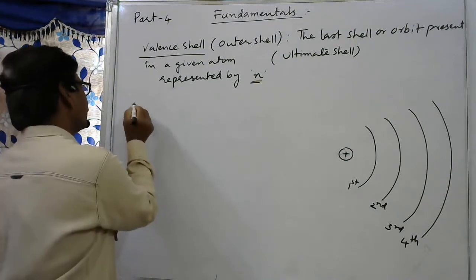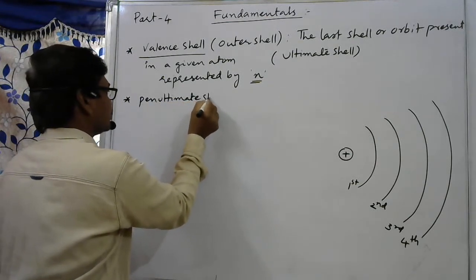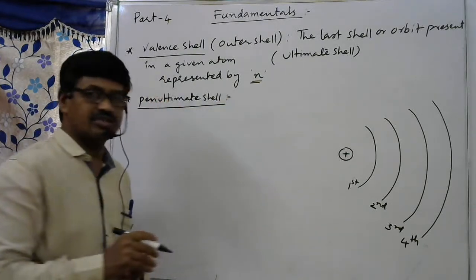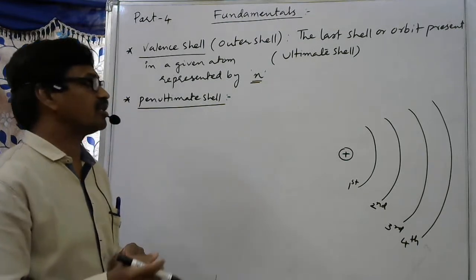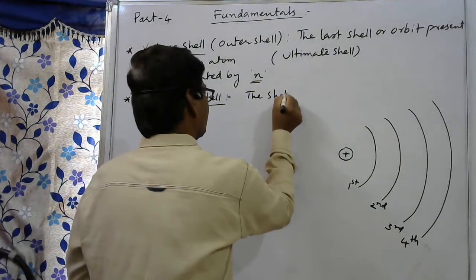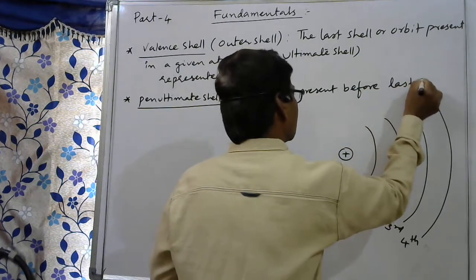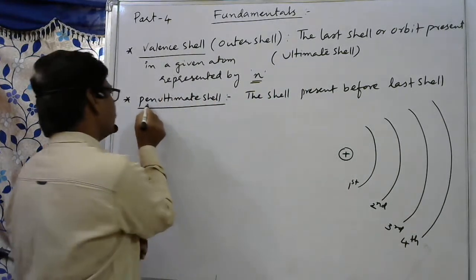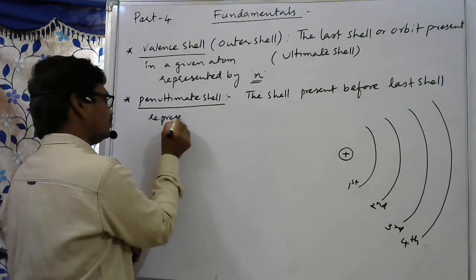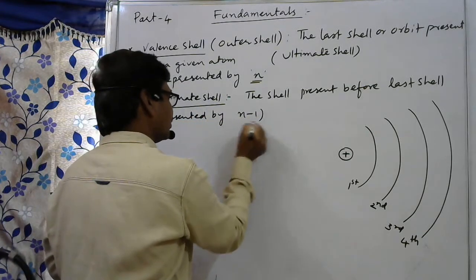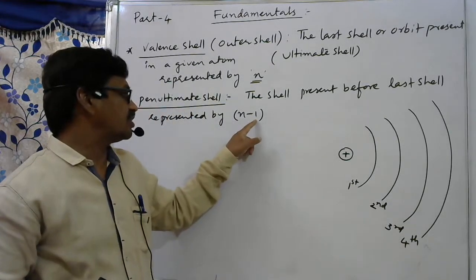If n is the valence shell, then we have one more term, that is the penultimate shell. The penultimate shell is nothing but the last-before shell: the shell present before the last shell or ultimate shell. From ultimate, we get penultimate. The shell present before the last shell is the penultimate shell and is represented by n minus 1. If the last shell is 4, the penultimate shell is 3, that means 4 minus 1 is 3.